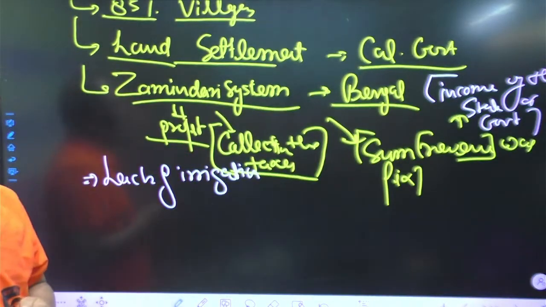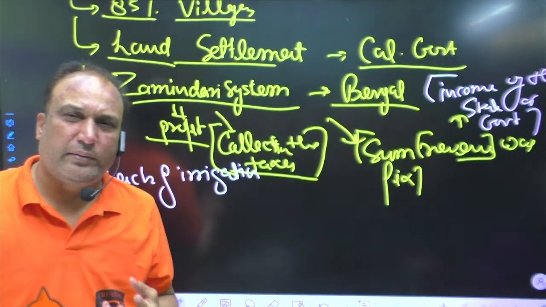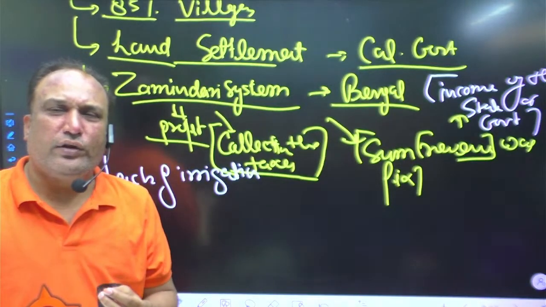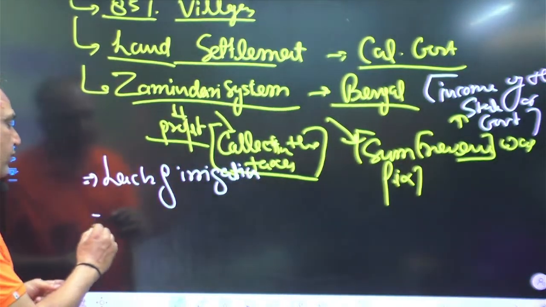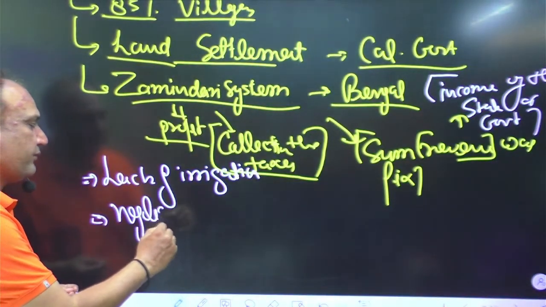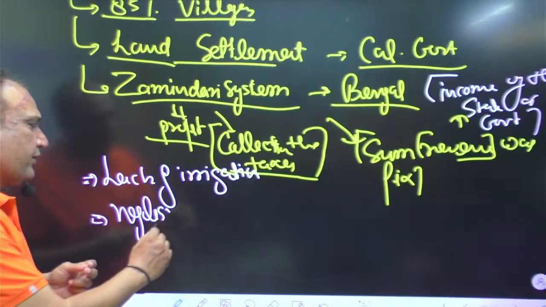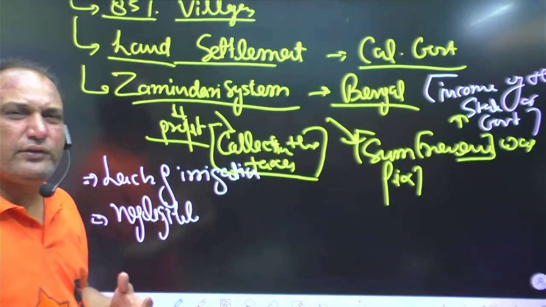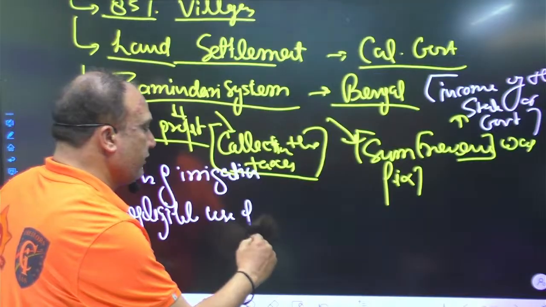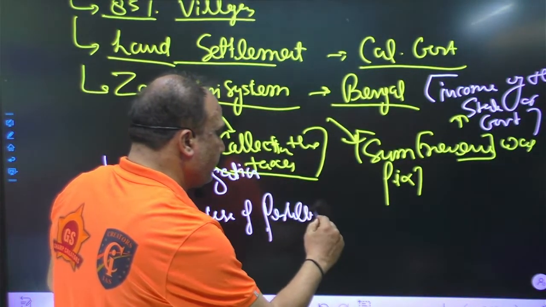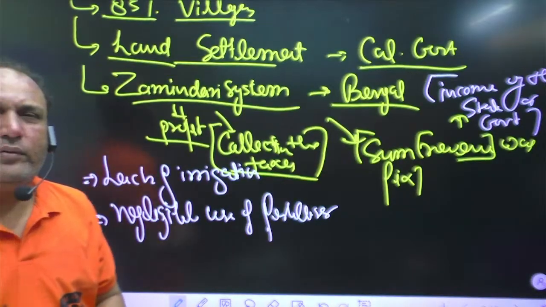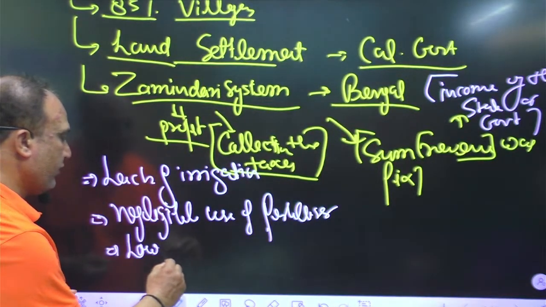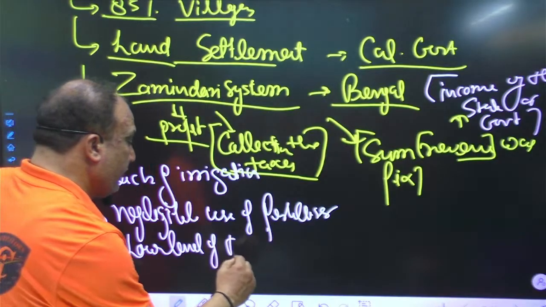First point, they never got an ample quantity of water, right? Negligible use of fertilizers. Why are we saying negligible? Because they had not a bit of a fertilizing system, so the use of fertilizers was negligible. And what else? Low level of technology.